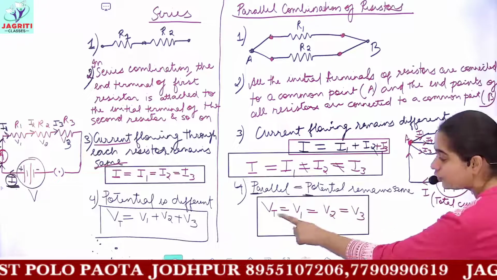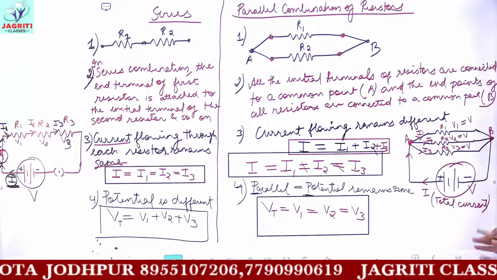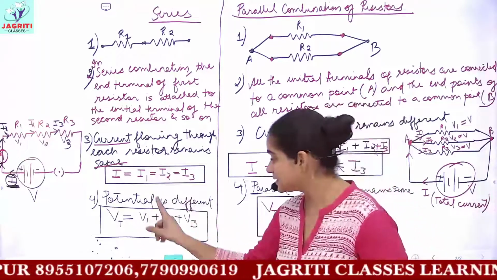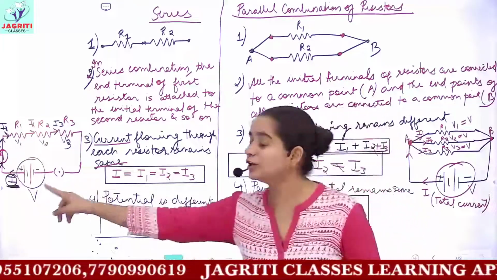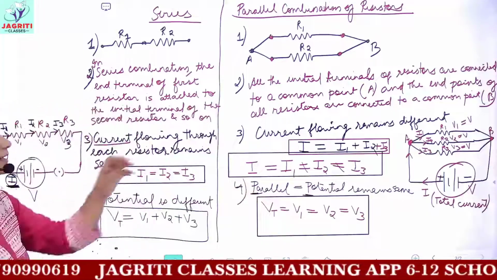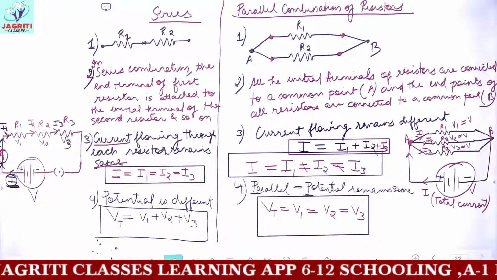That is, V total is equal to V1, which is equal to V2, which in turn is equal to V3. Whereas in series combination, the sum of all the potentials gives you the total potential V supplied by the battery. So these are again some differentiating points which you have. Okay, I hope this is clear.